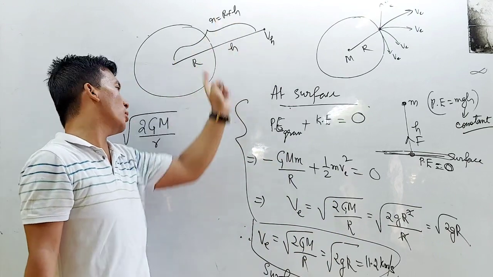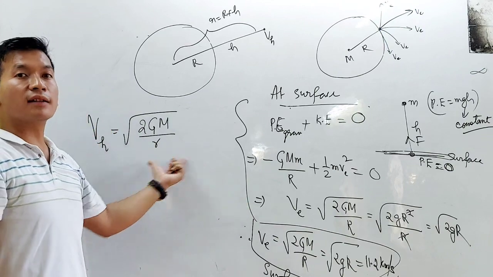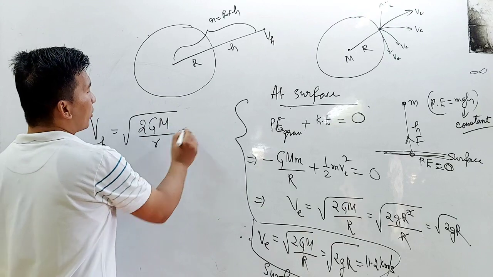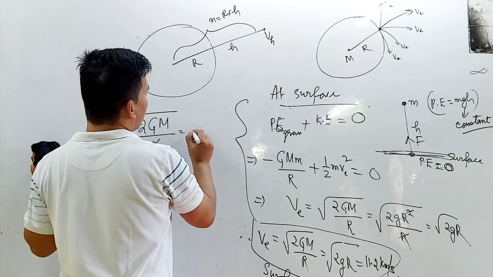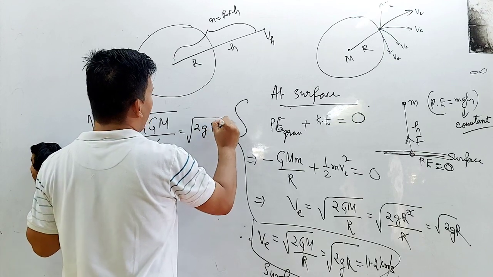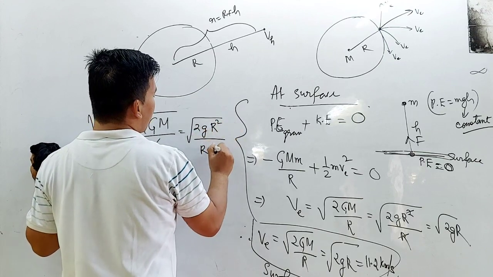The effective distance is different, so you will get the answer. This will be root over 2 small g capital R square divided by R plus h.